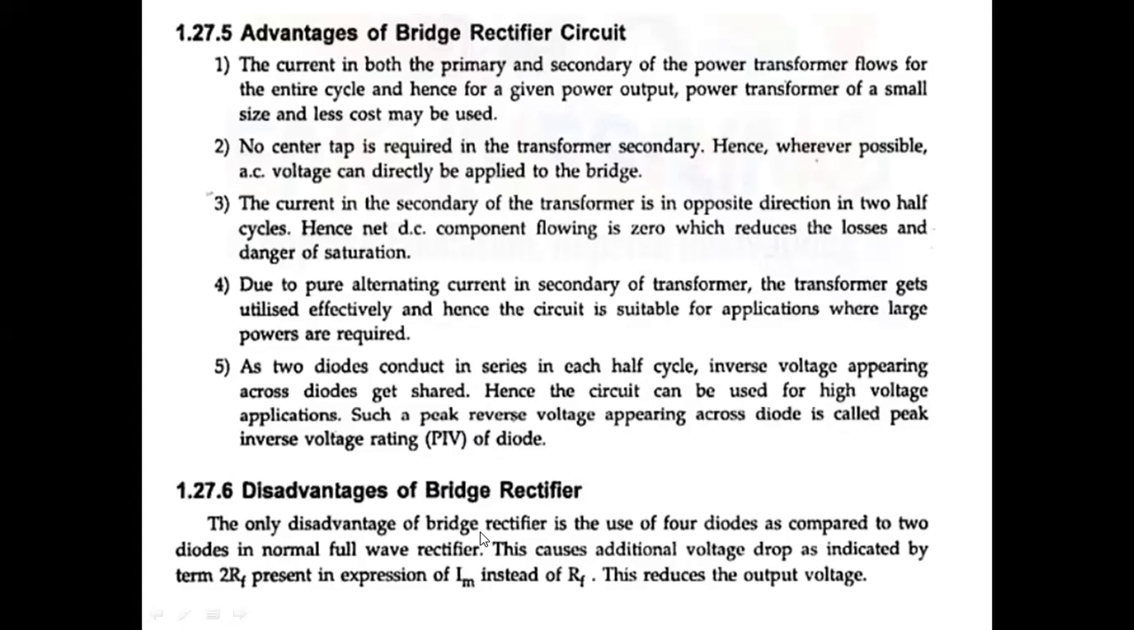The only disadvantage of the bridge rectifier is that it uses 4 diodes, compared to 2 diodes in the center tap full wave rectifier. This causes additional voltage drop, as indicated by the 2Rf present in the expression for Im instead of Rf. This reduces the output voltage by a small amount. That is the only disadvantage.